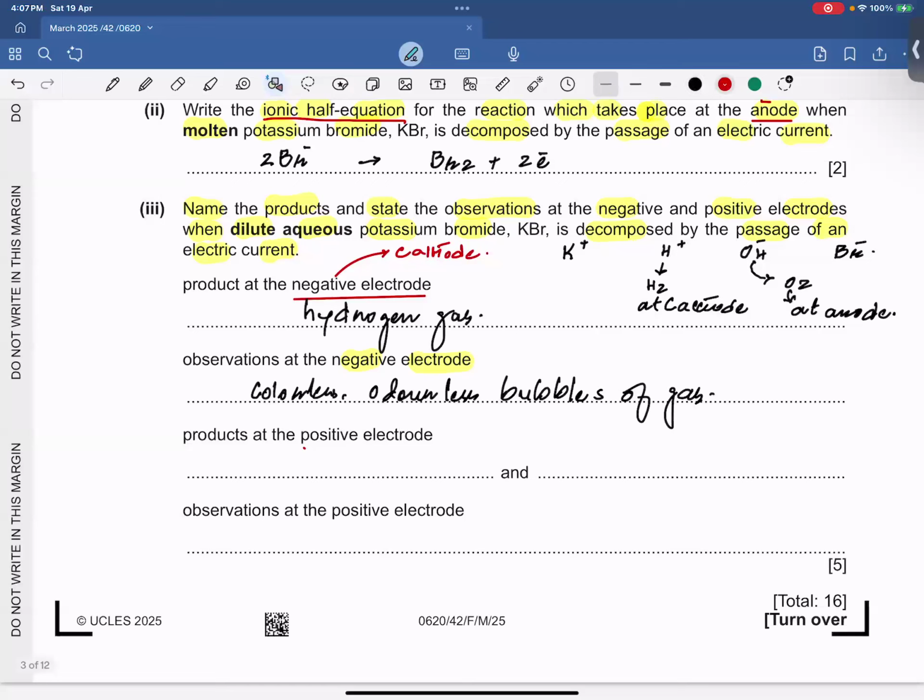See guys, positive electrode is technically anode. And at anode, we have oxygen gas. An examiner is looking for the two products at anode, which means first oxygen gas is given out, and after the removal of all hydroxide ions, bromide ions will discharge at anode as well in the form of bromine.